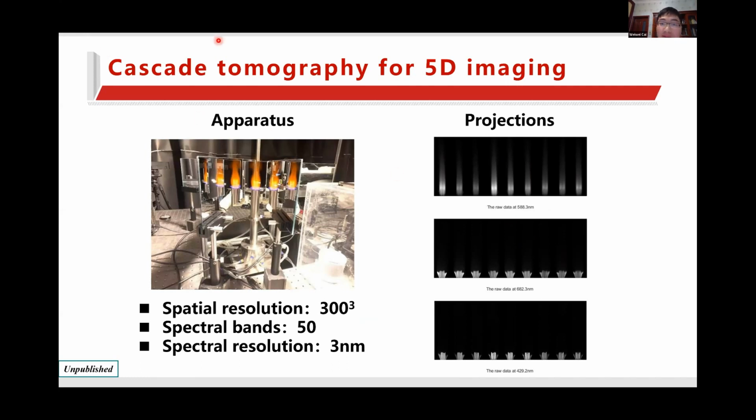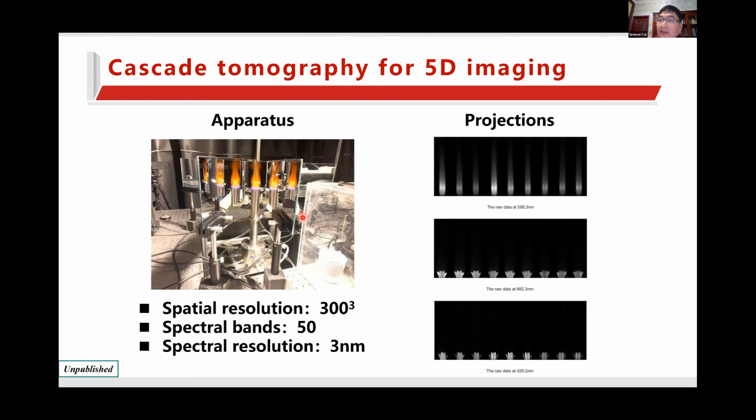We call it cascade tomography because the first step is you need to reconstruct the spectral image for different angles. Here we use 6 angles. So the first step, we need to get the spectral images at different angles.